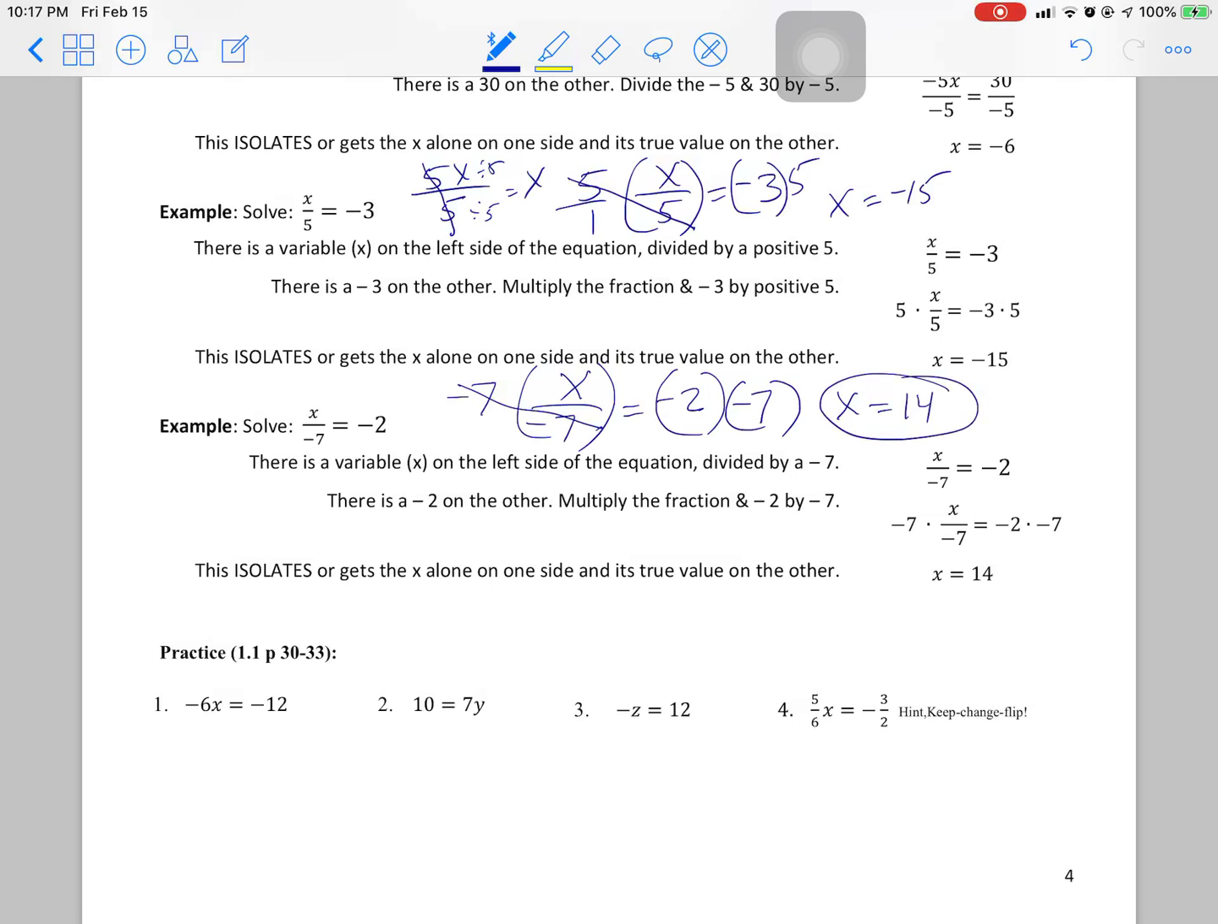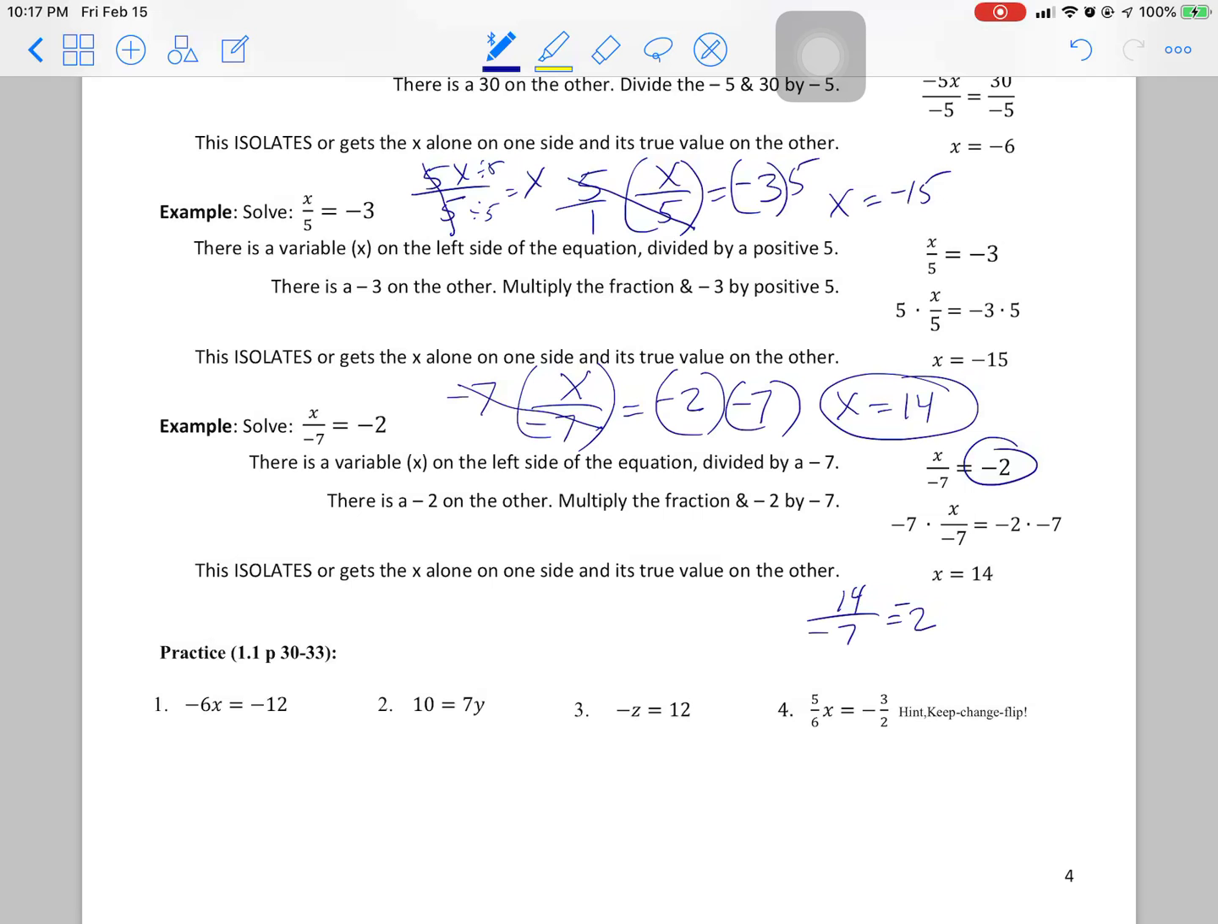And you can always check. Let's see, 14 over -7. Reduce that, right? 7 goes into that 2 times. And it would be -2, which is what we had. Okay? So let's do these down here.